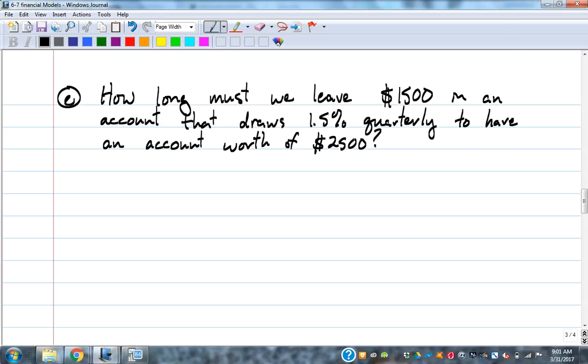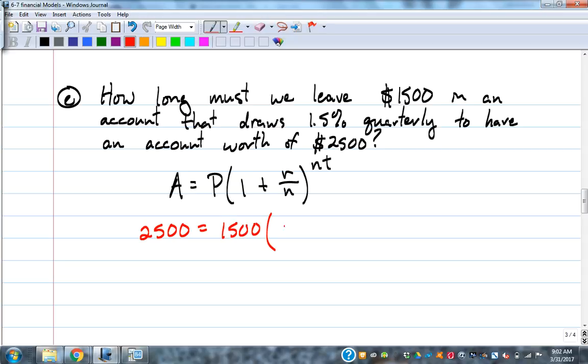So on our formula, A equals P times 1 plus R over N to the NT. What are we looking for if we're looking for how long? We're going to try to solve for T, which is the exponent. So we're going to use logs and things to help us solve this. Okay, so we want the account to be worth how much? 2,500. So that's the A. We're putting how much in there to begin with? 1,500. So that's our principal.